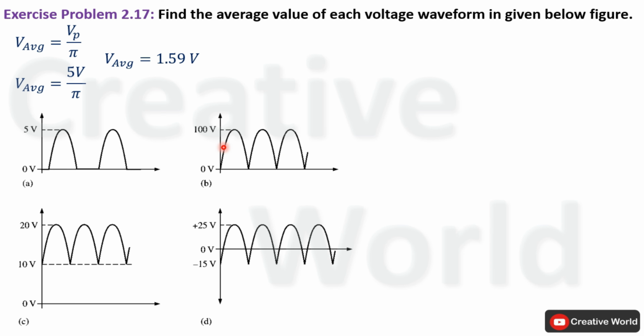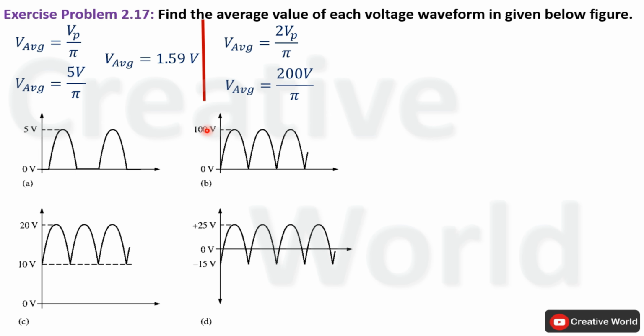Move towards the second figure B. If we observe, this is the output of a full wave rectifier having the peak voltage of 100 volt and we have to calculate its average voltage. We know that in case of a full wave rectifier, we use this equation to find out its average voltage. In this equation, we take 2 times the peak voltage and divide it with pi to calculate the average voltage. So we know the value of peak voltage, that is 100 volt.